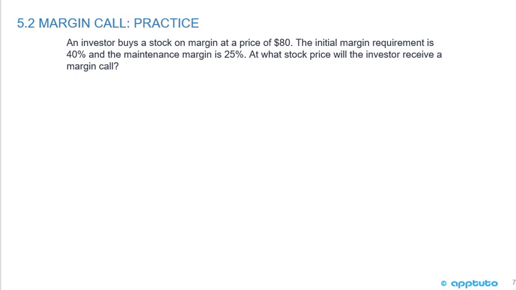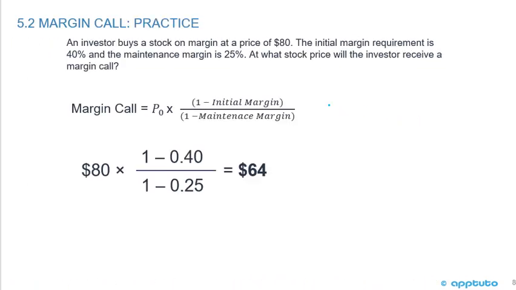So margin call, just a quick little practice here, not a multiple choice question, just let's review the calculation. An investor buys a stock on margin at a price of $80. The initial margin requirement is 40% and the maintenance margin is 25%. At what stock price will the investor receive a margin call? Okay, you'll see that this is fairly easy.